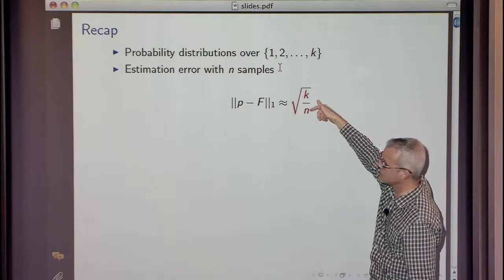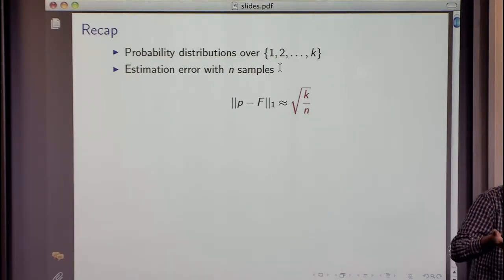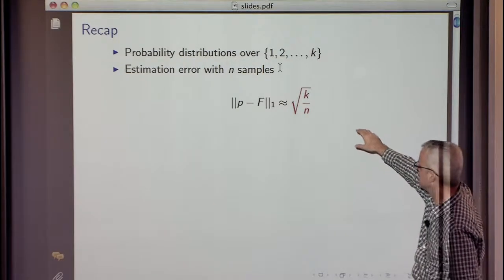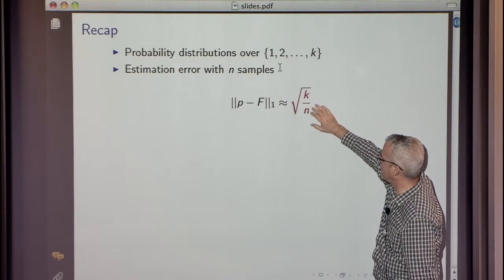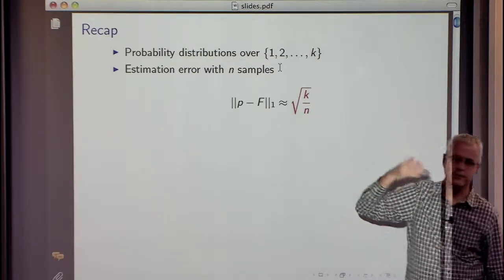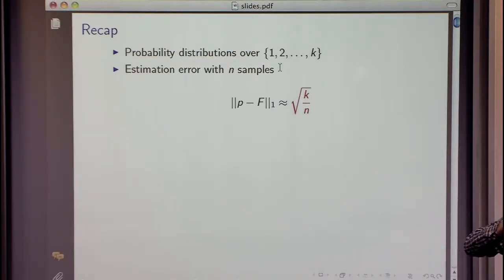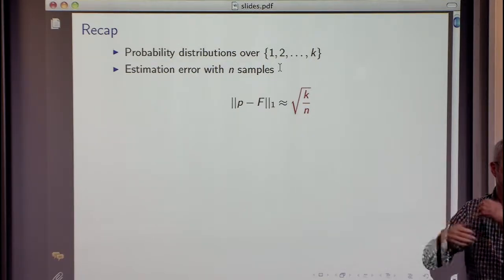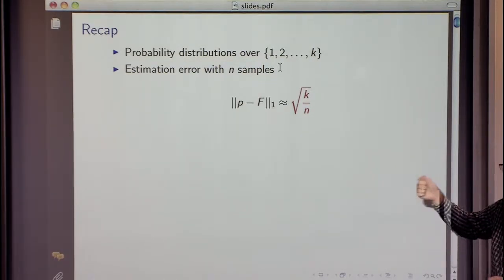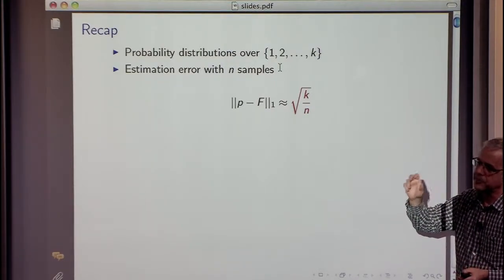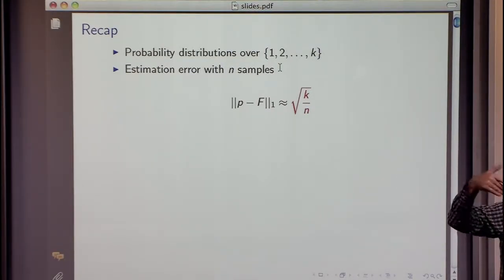Because first of all, you see that the number of samples has to be at least k, at least the alphabet size, which is very natural. If you have an alphabet size 1 million and you see less than 1 million samples, you definitely cannot expect to estimate the distribution. But furthermore, it goes down after that like 1 over square root of n. So which means that if we invert it, we have this insane measure of the sample complexity. If you want to get to within delta, then you need something like 1 over delta squared. And that goes very fast.